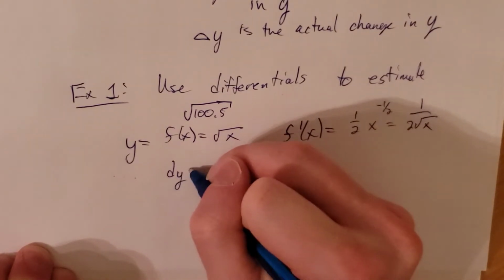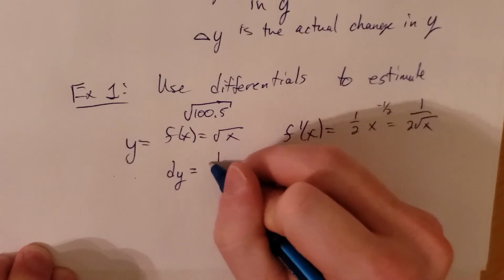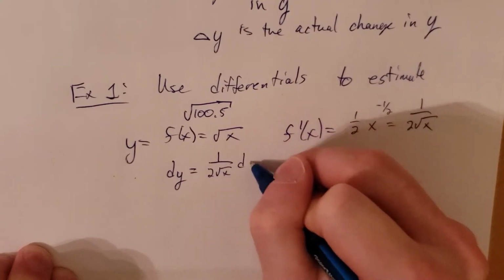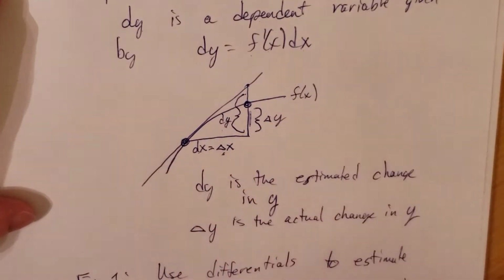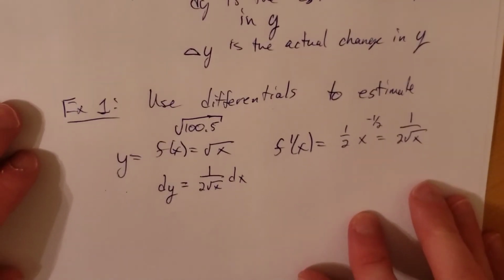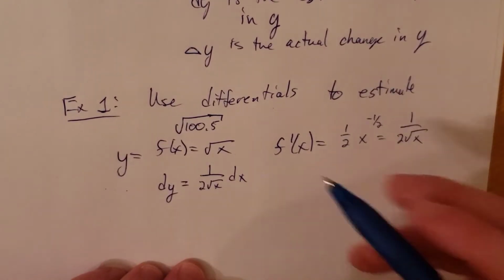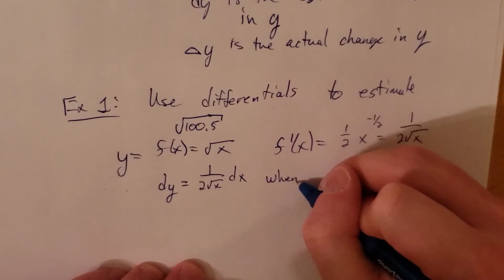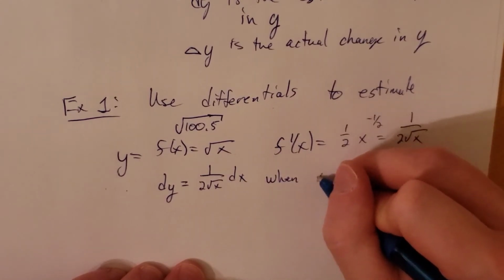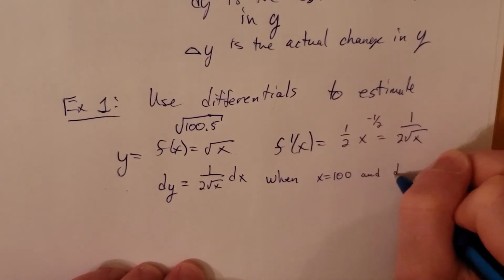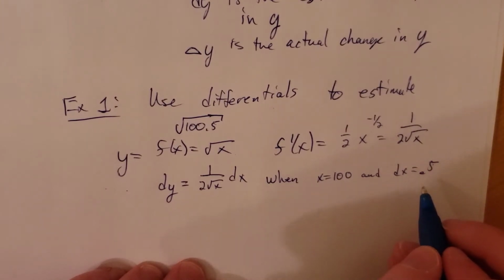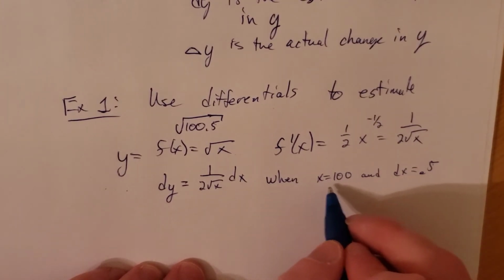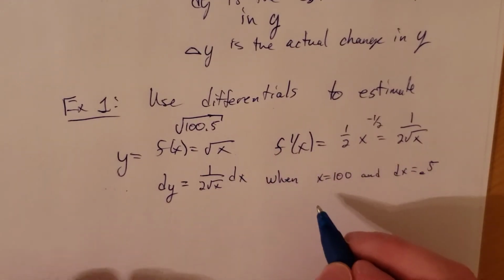So what is our dy? Our dy, our differential, is 1 over 2 root x dx, because again, dy is f prime of x dx. And we want to calculate this when x is 100 and dx is equal to 0.5. Why did I choose when x is 100 here? Because we know the value of the square root of 100, so that'll make our calculations easier here.